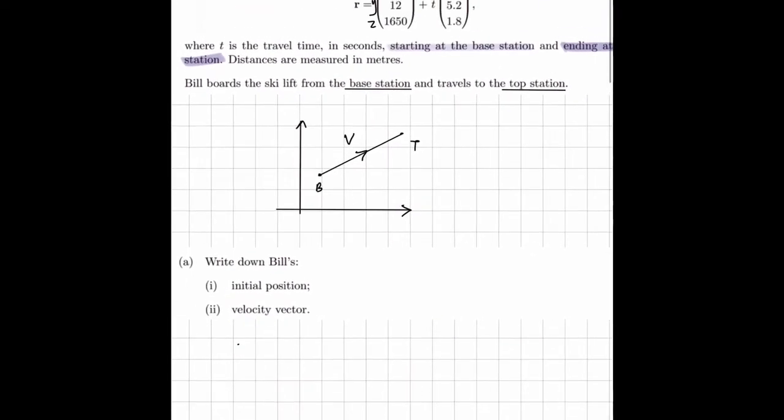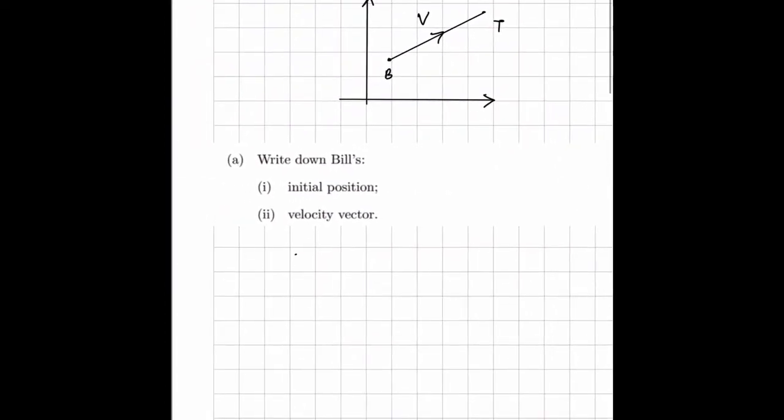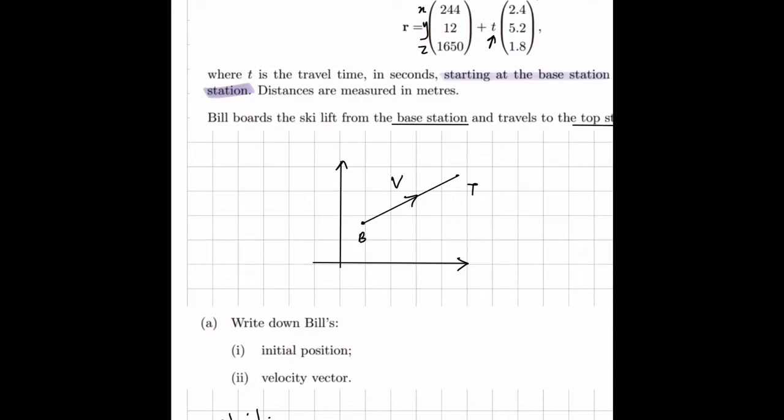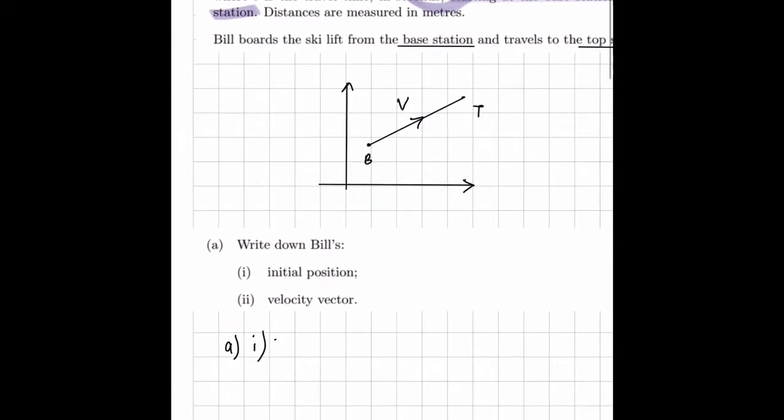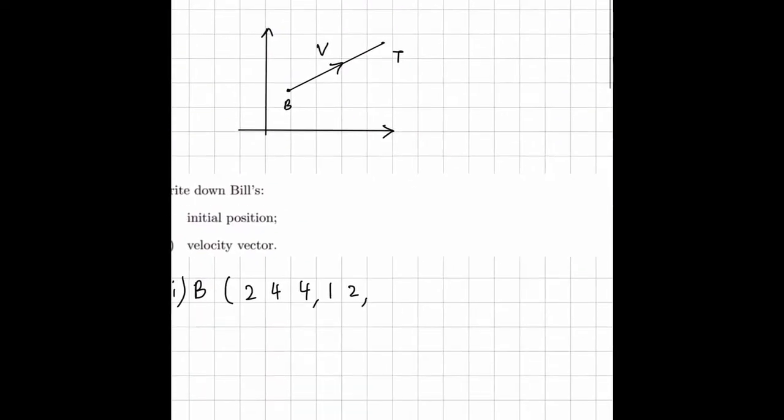So this is testing our knowledge about vector equations. A vector equation consists of the starting point, a constant, which in this case is time, and the velocity vector. So the question asks for the initial position, and we know it is the starting point values, but this is in vector form. So all we need to do is change it to coordinate form. So I'm going to give it the name B: (2 4 4 1 2, 1 6 5 0).